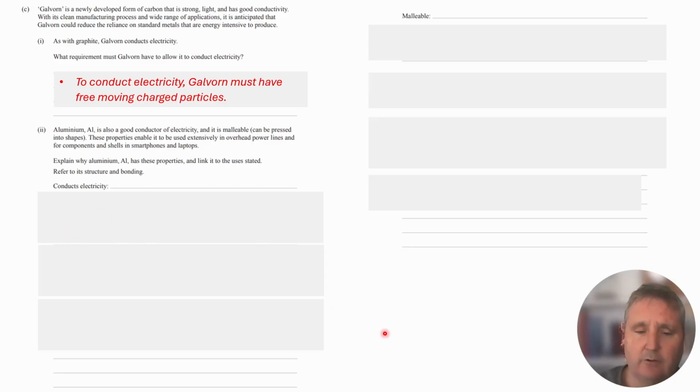Okay, conducts electricity. Why does it have this property? Well, because again we're talking about the structure and properties of solids here. Remember we need to say what type of substance it is, the type of particles that are involved, and we need to talk about the type of bonding involved. So let's get that out of the way first.